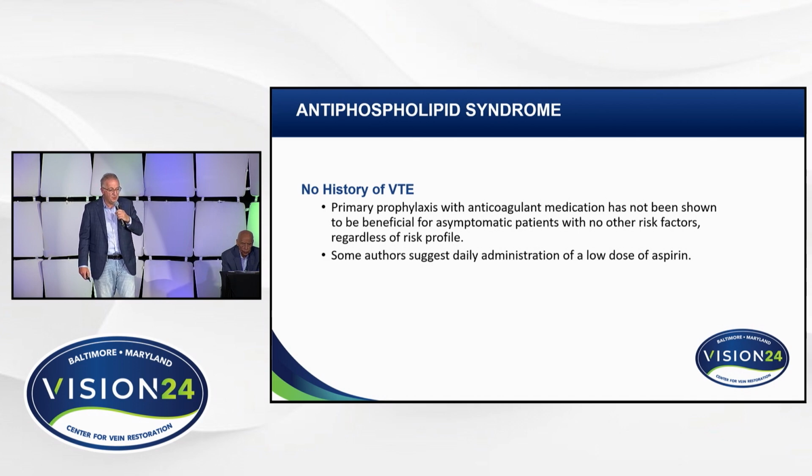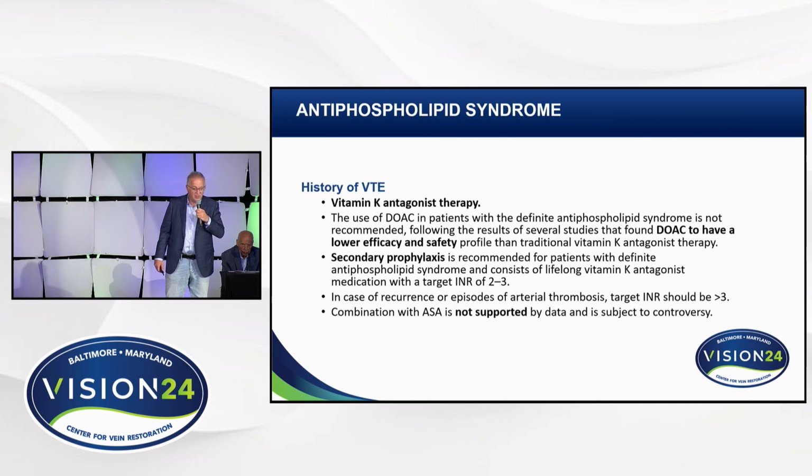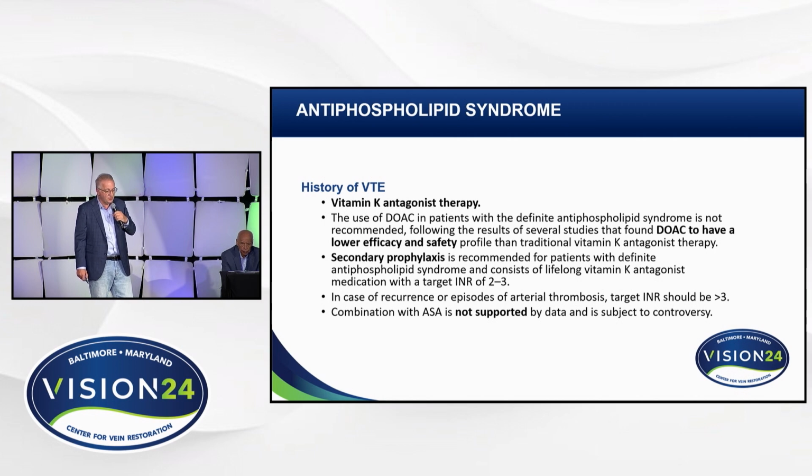Finally, antiphospholipid syndrome. Again, no role in prophylaxis. Some authors suggest using low dose aspirin in these patients to prevent VTE. But if they do get an event, vitamin K antagonist is the preferred treatment. DOAC is really not recommended because of lower efficacy in this group of patients. Secondary prophylaxis is recommended with a target INR of 2 to 3. And if they get a recurrence despite being on Coumadin, then the INR target should be over 3.